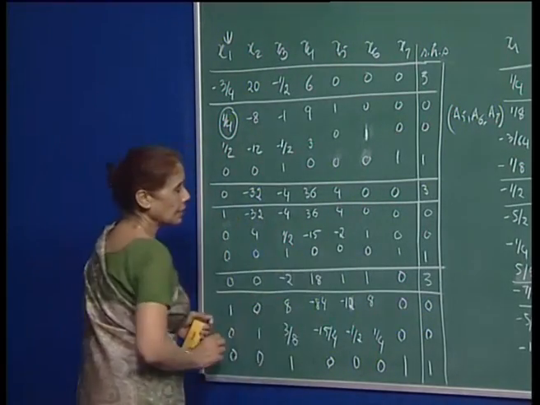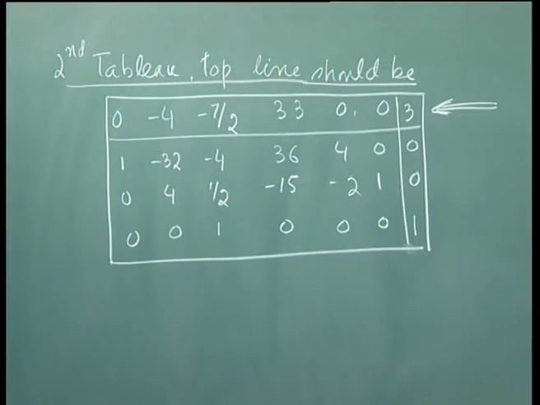The calculations are given here. In the second table, by mistake, the first row got repeated as the top row. So please make the correction. The top row actually reads as 0, minus 4, minus 7 by 2, 33, 0, 0 and 3. Cj minus Zj's are in the top row. By mistake, in the lecture I wrote it as 1 minus 32 minus 4 36 4 comma 0 0. So the first line had got repeated. So please make the correction.